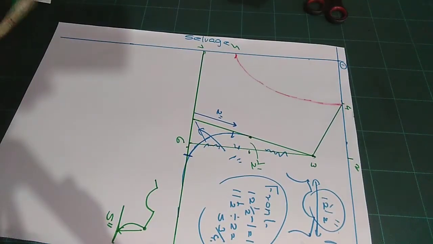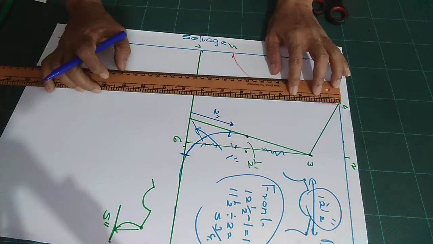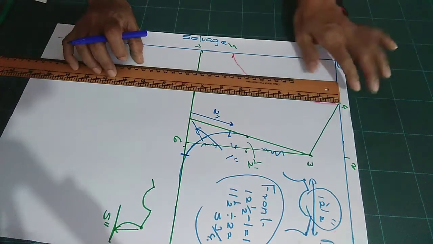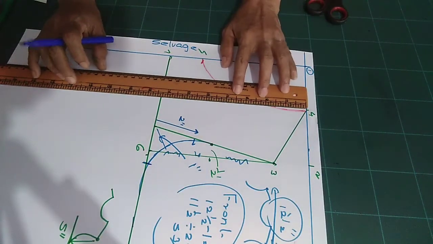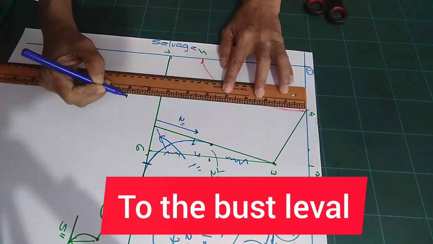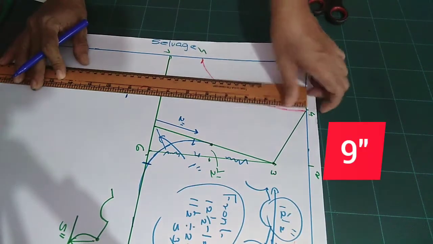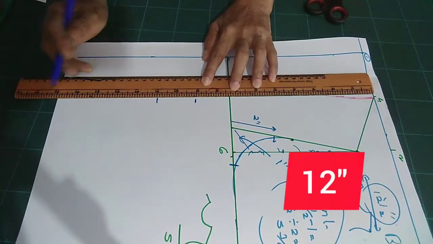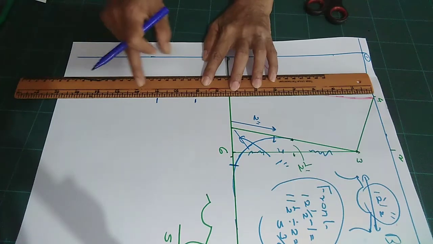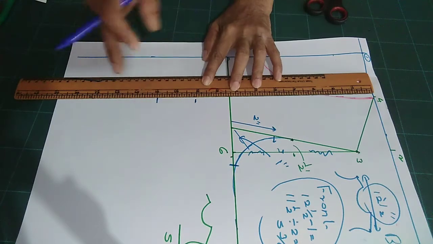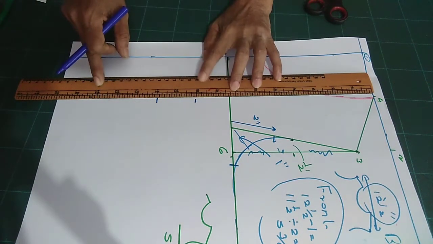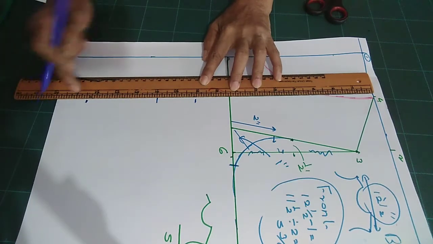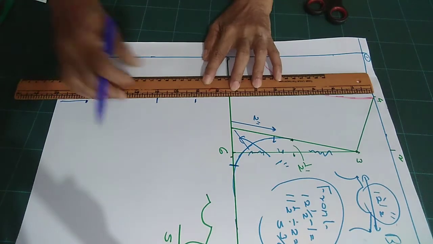Now I'm going to mark my bust line. From this point number 4 to the bust line is 9 inches, and to the under bust level 12 inches. Front length of the garment is equal to 14 inches. Okay, and 2 inches for sewing allowance.